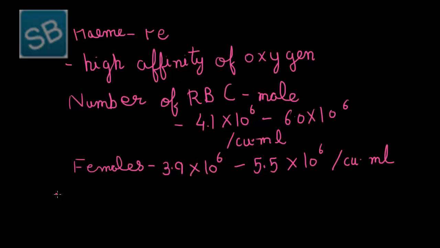The average lifespan of a single RBC is 120 days, after which it gets degraded, from which new RBCs are formed. Thus, a self-repair mechanism occurs in erythrocytes.